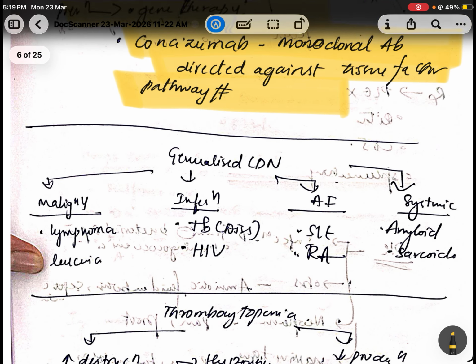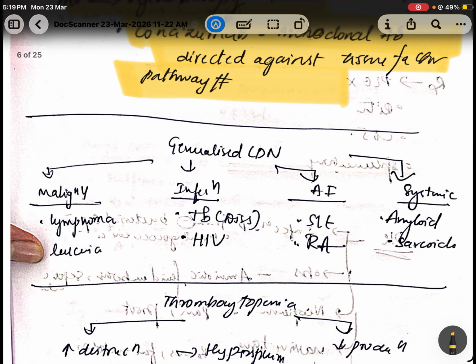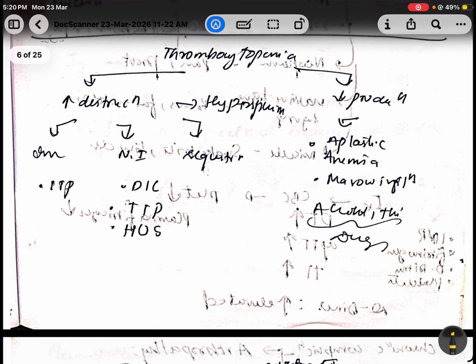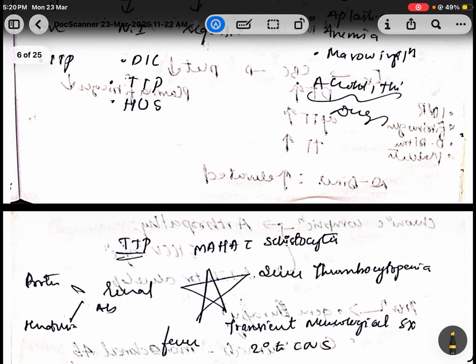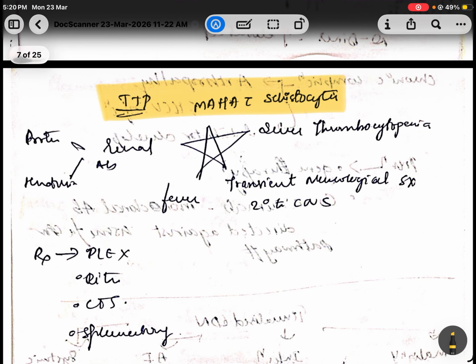Then again, what are the causes of generalized lymphadenopathy? Start with infection, then autoimmune, malignancy, and systemic. Then thrombocytopenia: increased production or increased destruction. Based on that, you can place the disease and come back. Again, TTP also.